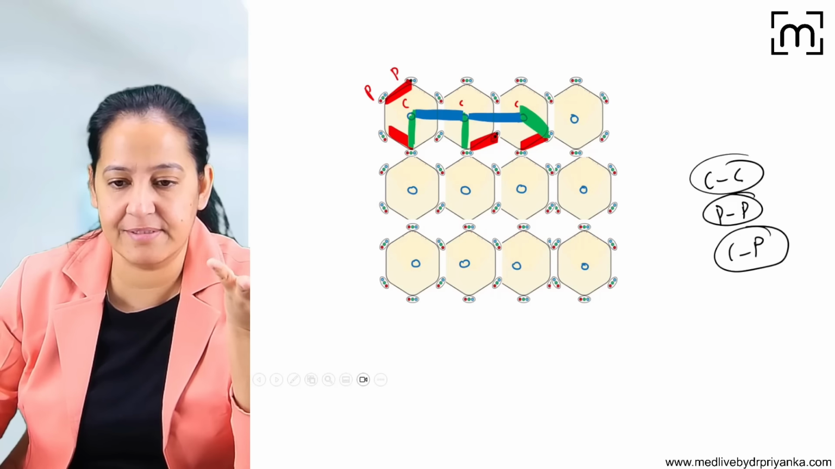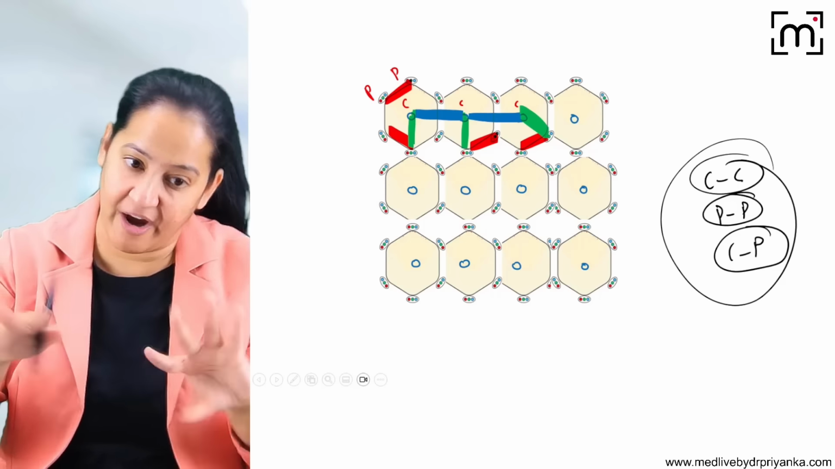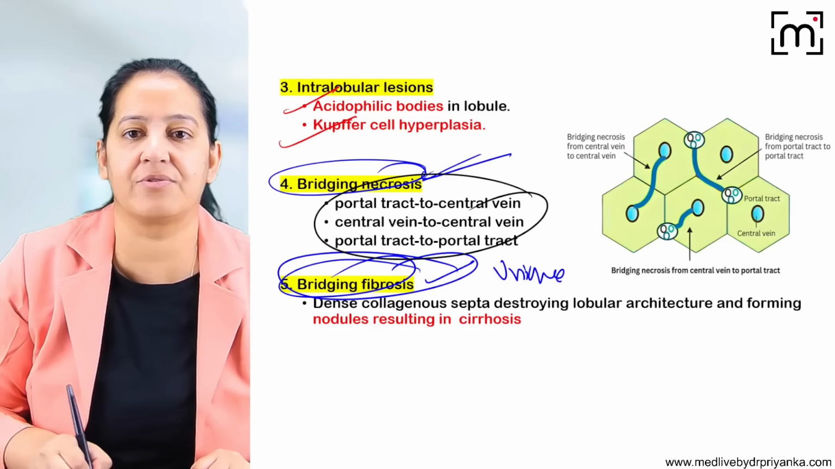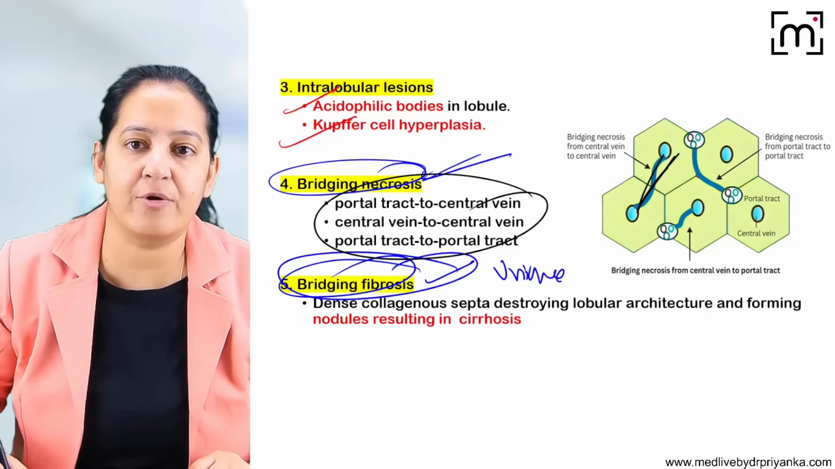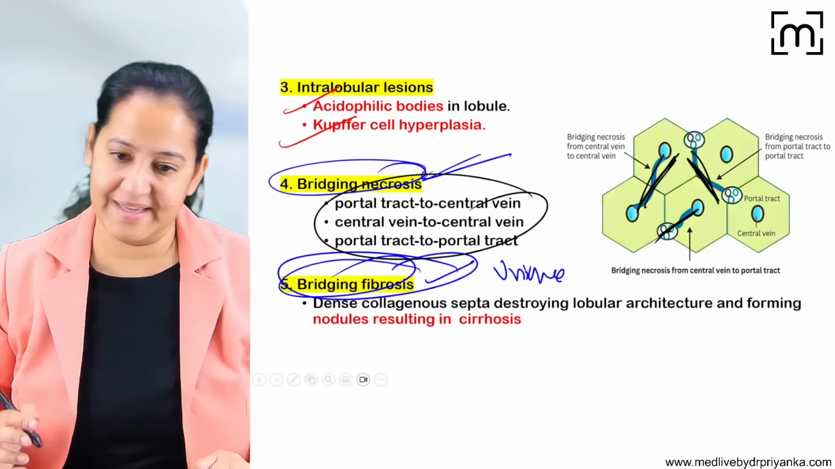You can use different colors. So there are three types of fibrosis. All the hepatocytes between them get fibrosed. So that is the three types of necrosis as well as three types of fibrosis. The same thing is written in front of you. You can see this is centrocentral, this is centrocentral, this is centroportal. So you can see the same.